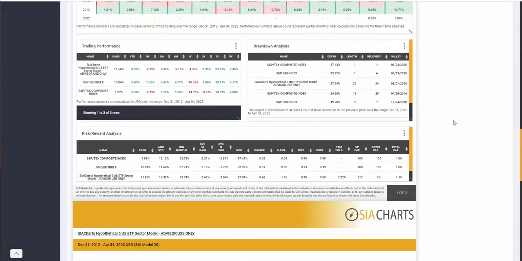In looking at the performance of this model, you could see this model has performed at 11.56% since inception of December 31st, 2012. We have outperformed the S&P 500 by approximately 0.7 percentage points, and we have outperformed the TSX composite by approximately 7%.